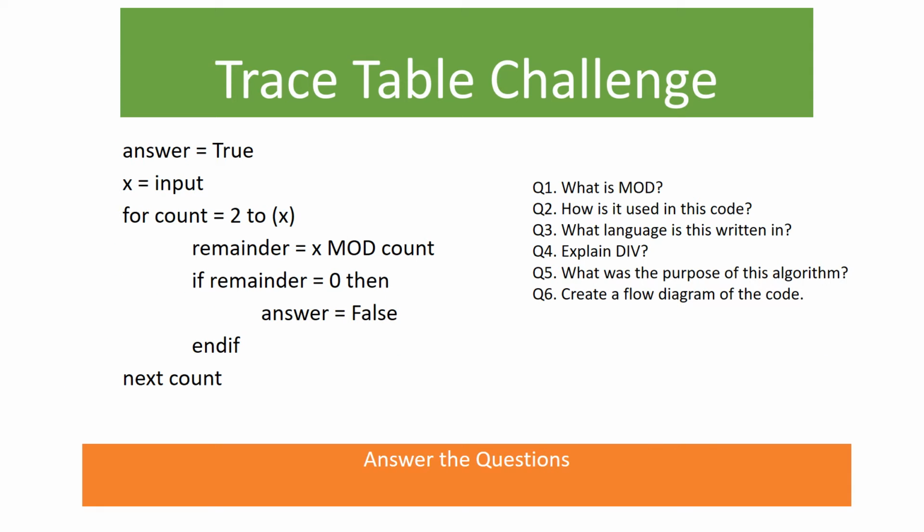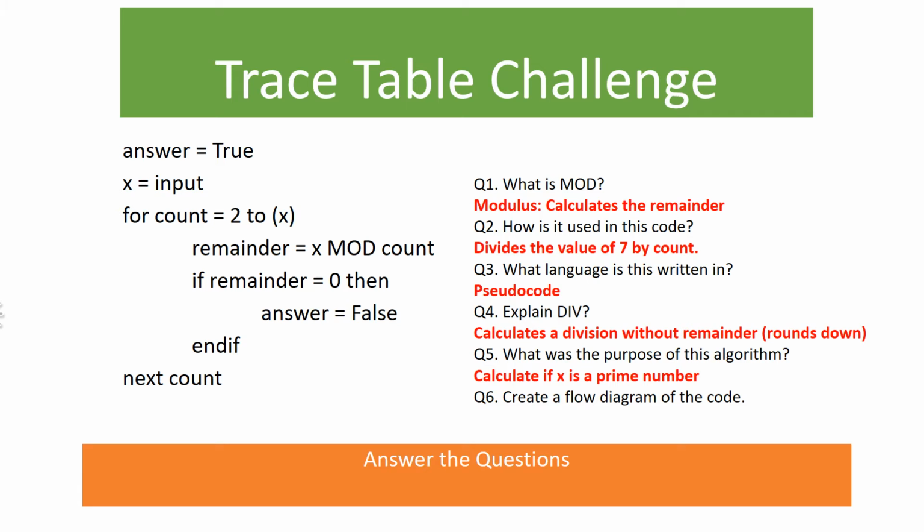You've now got 6 questions. Please pause this video and complete the 6 questions. So we've previously looked at the difference between mod and div. Remember, mod is modulus, and this calculates the remainder. So question 2, how is it used? Well, here it's dividing the value of 7 by whatever is in the value of count, and giving that remainder. That remainder is then used in the next selection piece of code.